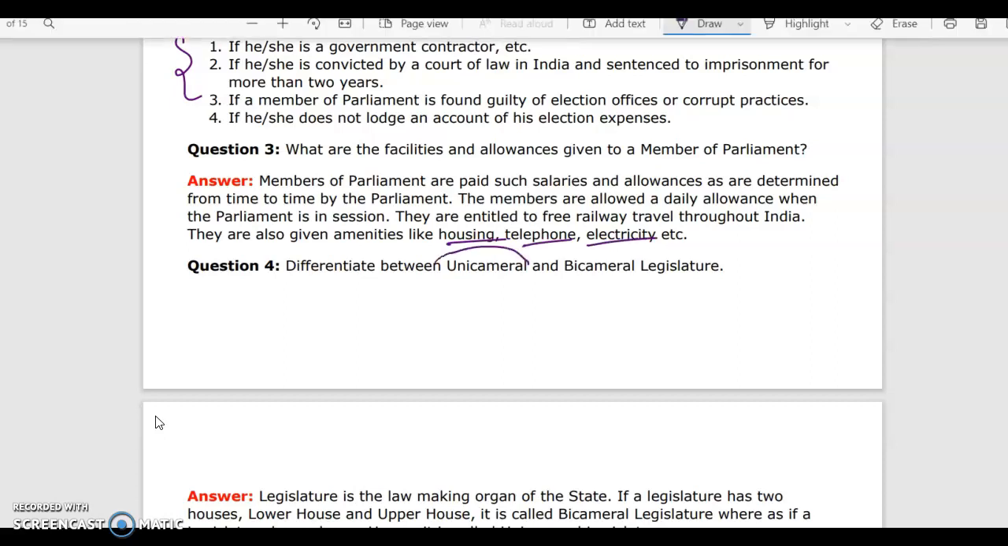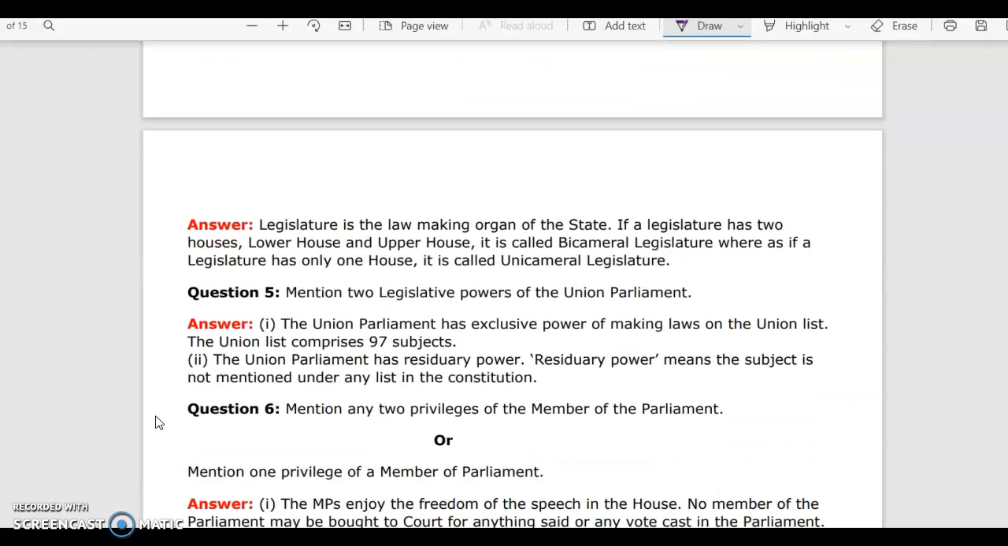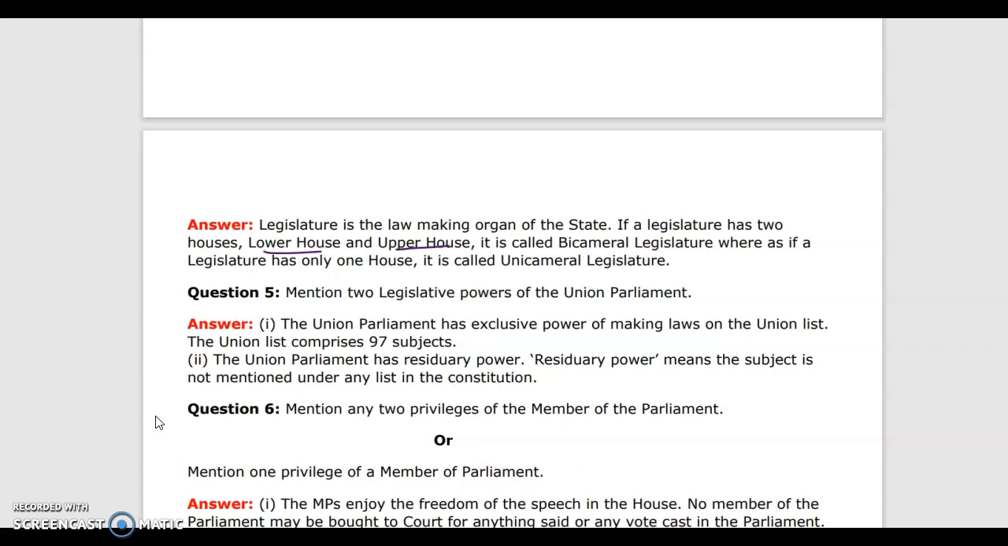What is the difference between unicameral and bicameral legislature? So I'll make a part 2 of this chapter. Okay. Legislature is a law-making organ of the state. If a legislature has 2 houses, lower house and upper house, it is called bicameral legislature. Whereas if a legislature has only 1 house, it is considered to be unicameral legislature.